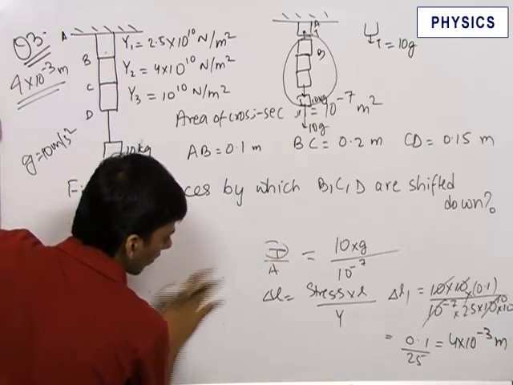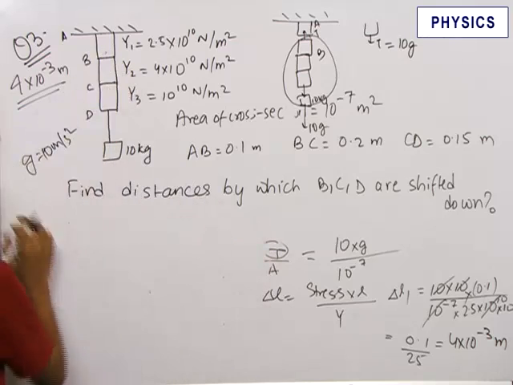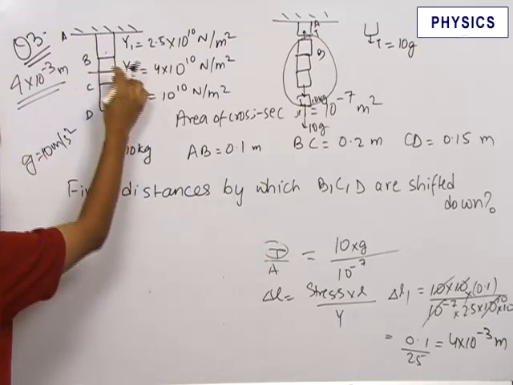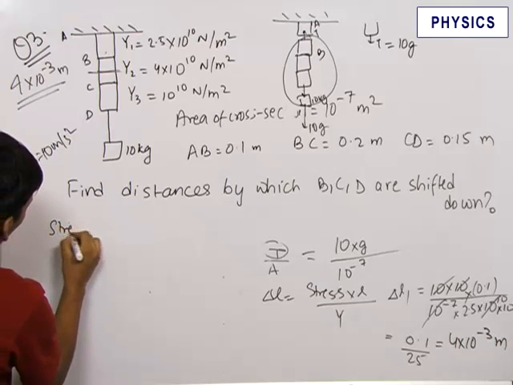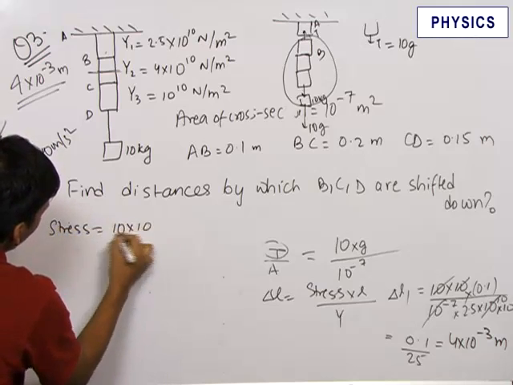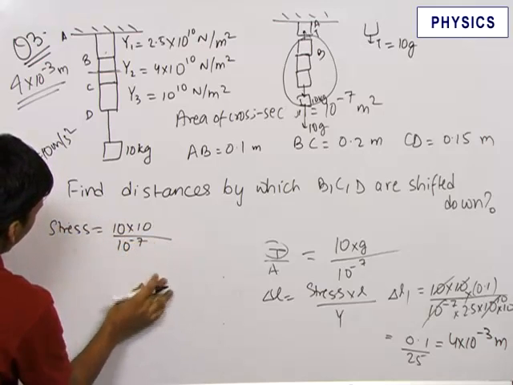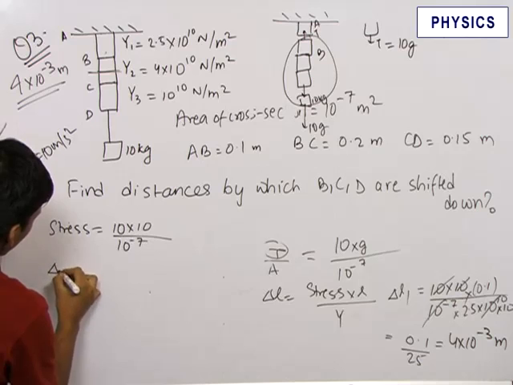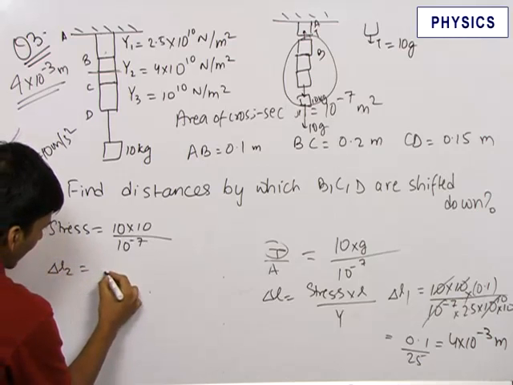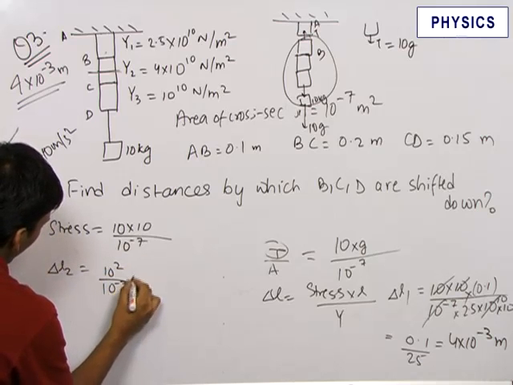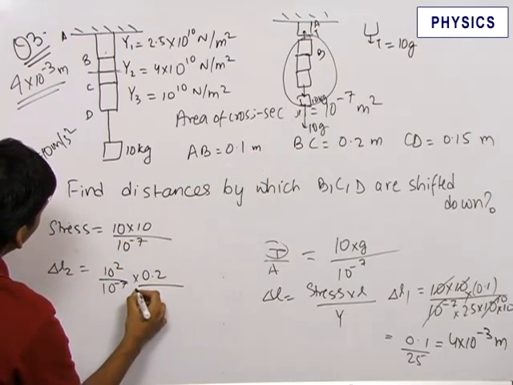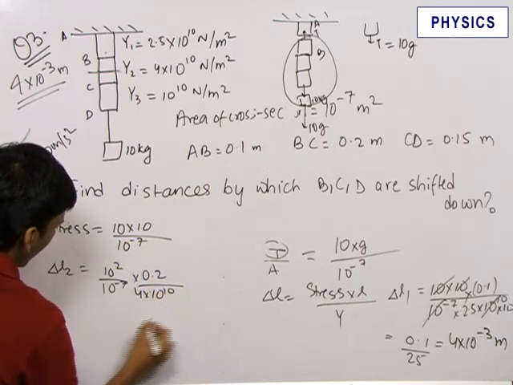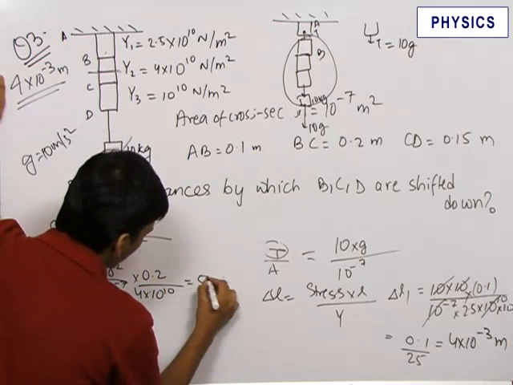Now, for the second block BC, the same tension exists in BC, which can be found out by cutting it, that is equal to 10 G. Therefore, the stress is equal to 10 into 10 upon area of cross section, that is 10 raised to minus 7. Again, we need to find out the change in configuration. Delta L2 can be written as stress into L upon Y, that is 10 raised to 2 upon 10 raised to minus 7 into the length BC, that is equal to 0.2 upon the Young's modulus, that is 4 into 10 raised to 10, which comes out to be 5 into 10 raised to minus 3 meters.